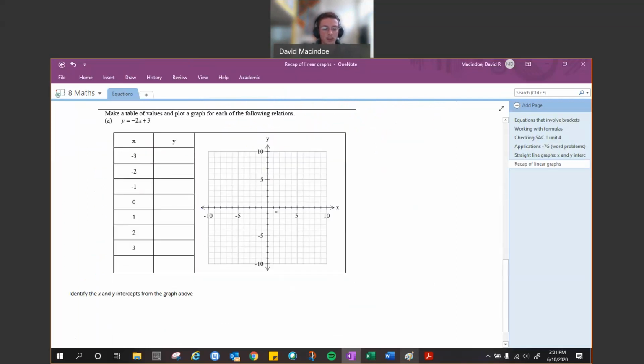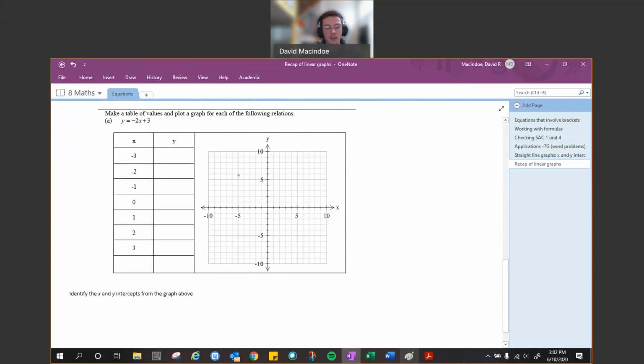Okay, bit of a harder one. We're told to make a table of values and then plot a graph for each of the following relations. So we're only given one. We're given y equals -2x plus 3. So we can just kind of use those skills from before. What I might do is I might do 0 again first.